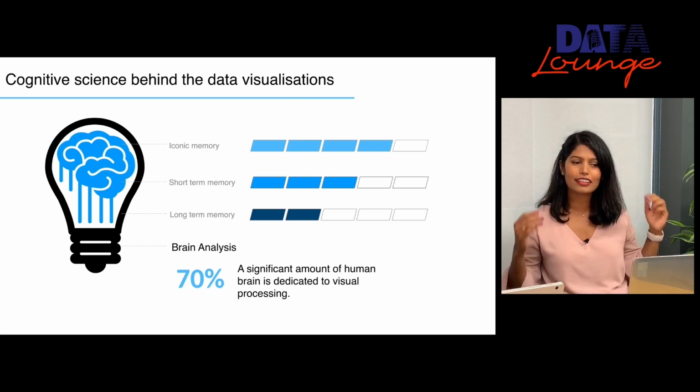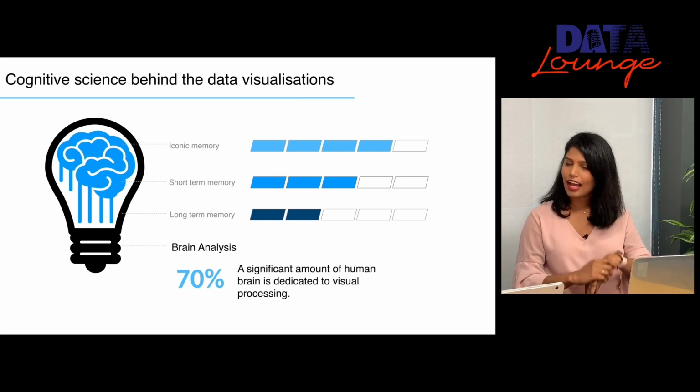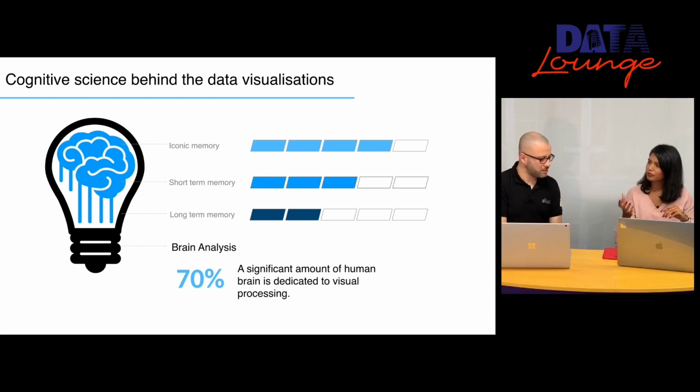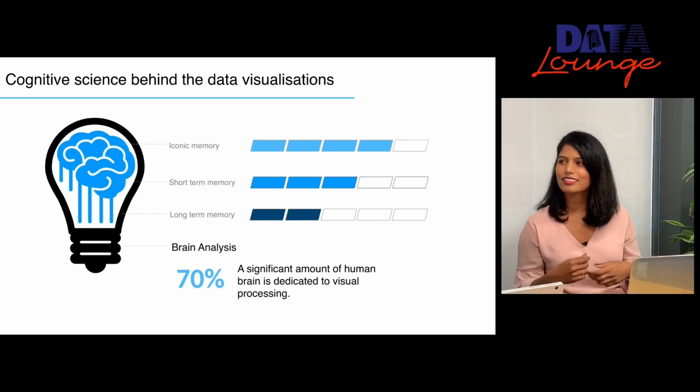You always target the iconic memory. And 70% of our human brain is actually used for visual processing. It processes very well when you put in a visual. It's a saying that a picture speaks a thousand words. Visualizations do the same thing.